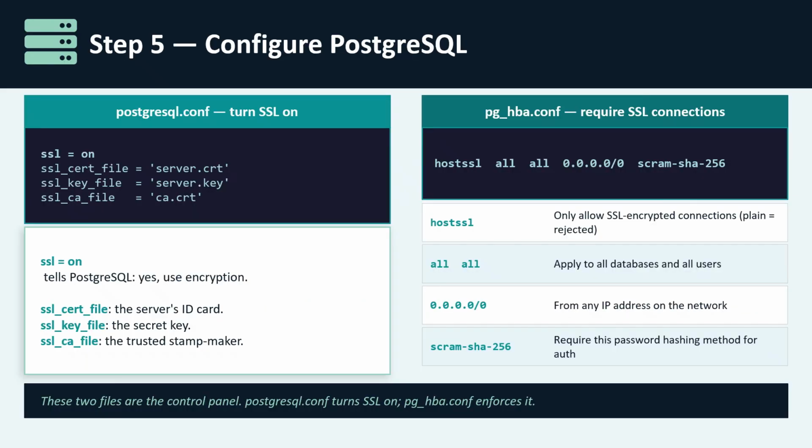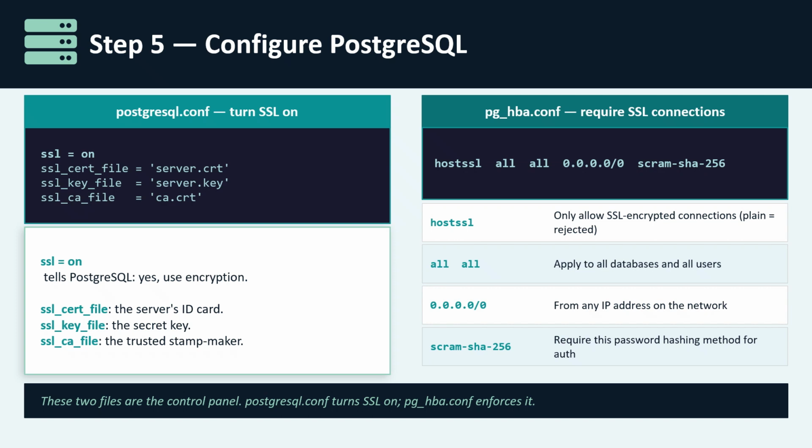And on step 5, we are configuring PostgreSQL. We edit two configuration files in PostgreSQL. The first is postgresql.conf. This is the main configuration file. We add 4 lines: ssl equals on. This tells PostgreSQL to turn on encryption. Then we point it to our 3 files: ssl_cert_file for the server certificate, ssl_key_file for the private key, and ssl_ca_file for the certificate authority certificate.